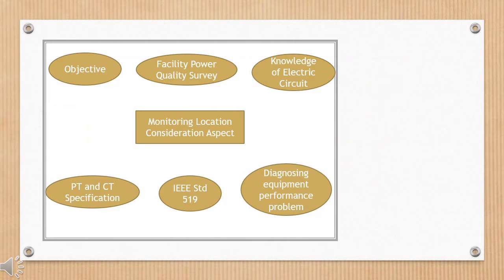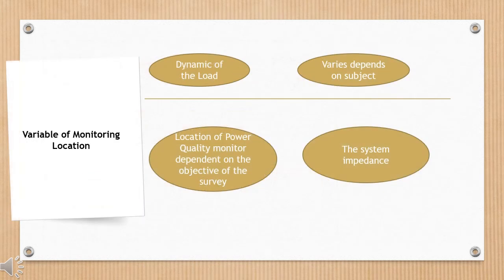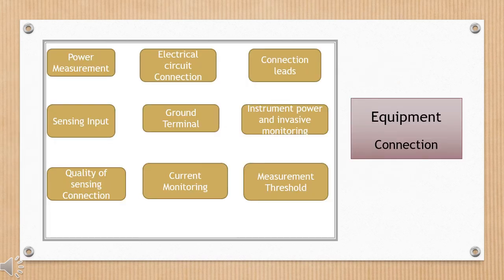Next, we are going to the monitoring location consideration aspect. In monitoring location consideration aspect, we have grouped into 6 points. The first one is objective, the second one is facility power quality survey, the third one is knowledge of electric circuit, the fourth one is PT and CT specification, the fifth one is IEEE STD 519, and the last one is diagnosing equipment performance problem. So basically, in the monitoring location, there are some variables that need to be considered, which is the dynamic of the load. The location of power quality monitor depends on the objective of the survey, and the last one is the system impedance.